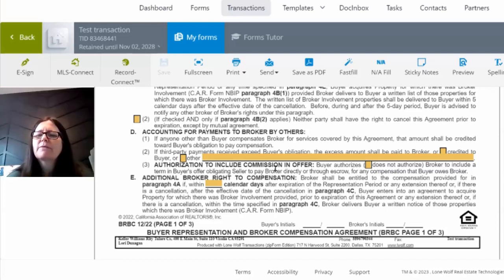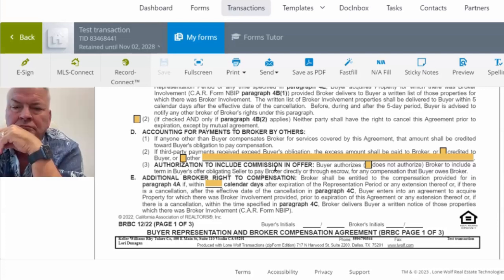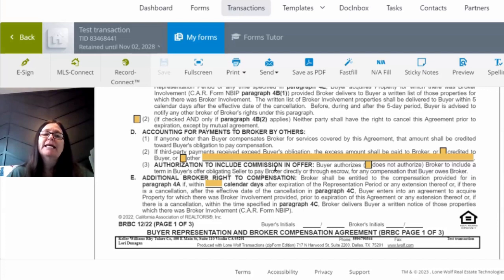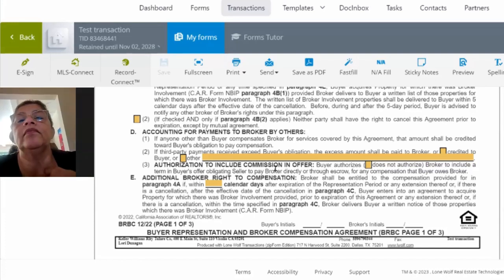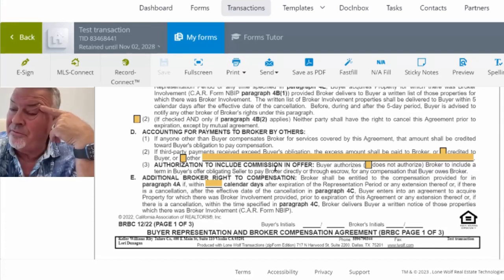So my recommendation would be to talk to your broker and ask them how they would like you to approach that. Okay, good. So what I'm doing here is just explaining the form and the different options on the form. And ultimately, I want you guys to know what your broker wants you to do in regards to this form.